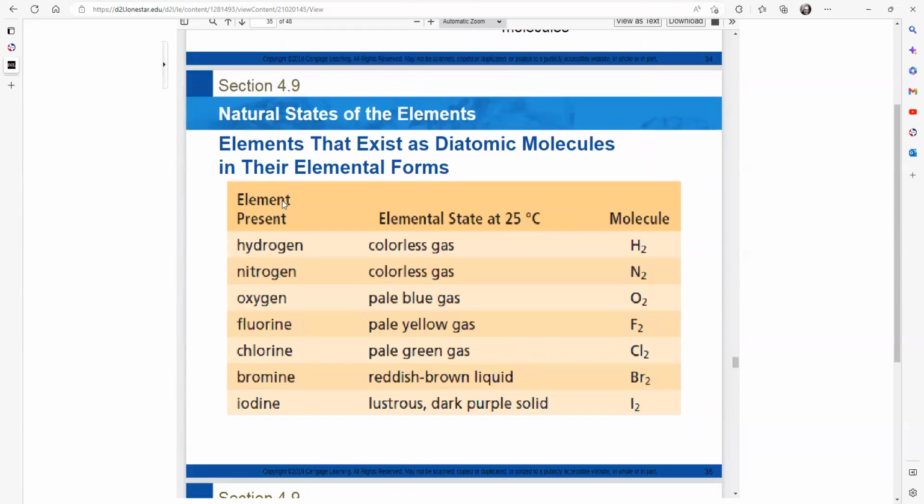Here you can see different elements that make diatomic molecules: hydrogen, nitrogen, oxygen, fluorine, chlorine, bromine, and iodine. Most of you say iodine, but in chemistry we used to say iodine. Okay?